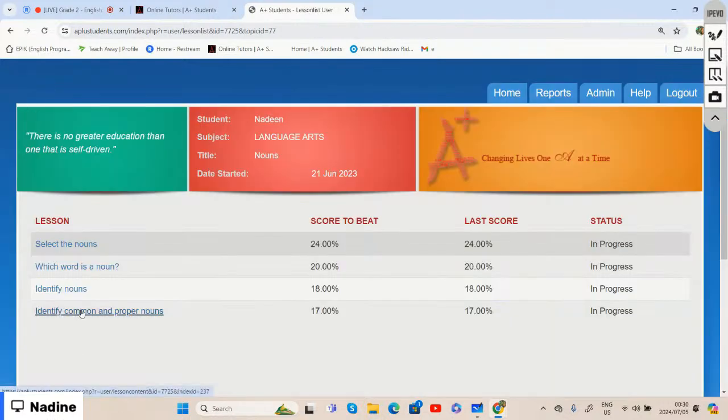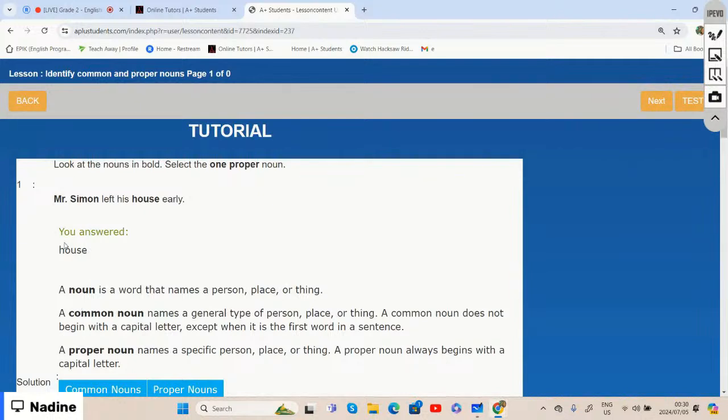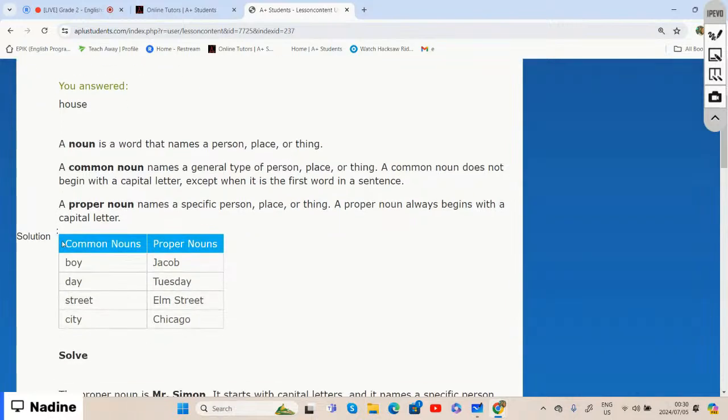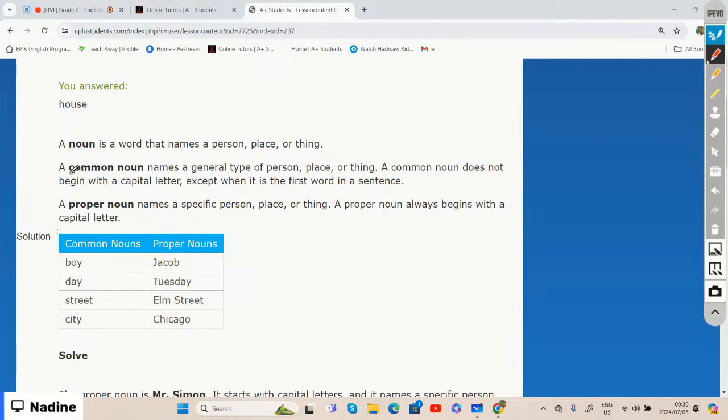All right, so now we're going to identify common and proper nouns, right? So we said that a noun names a person, it names a place, it names a thing, it names an animal, right? Or you can put animals under things, right? And once we identify nouns that name a person, animal, place, or thing, we have our common nouns, which are our general nouns, and then we have our proper nouns, which name something specific, right?